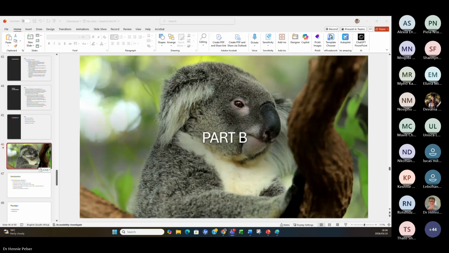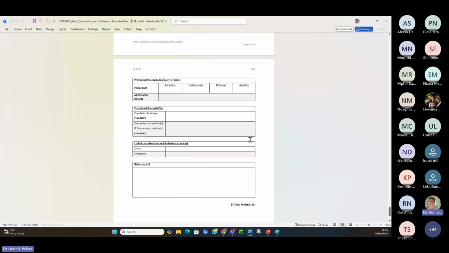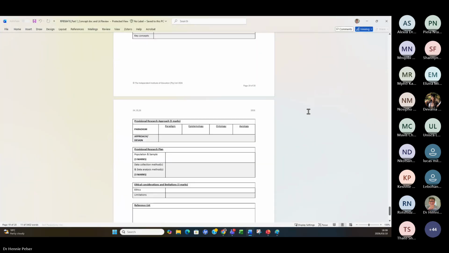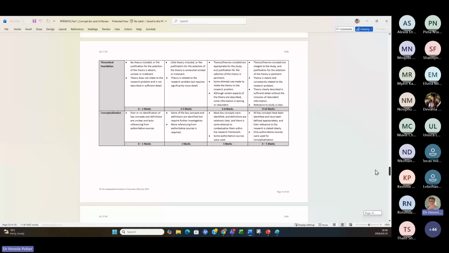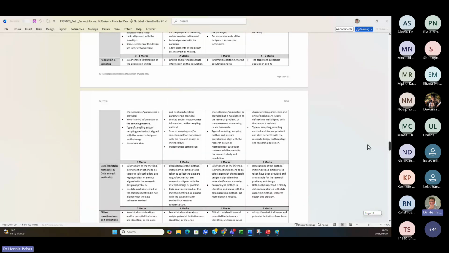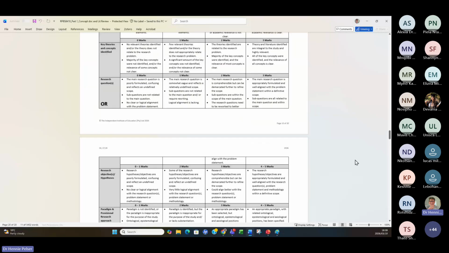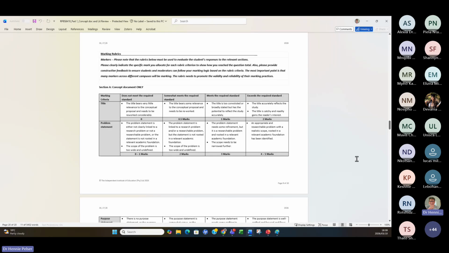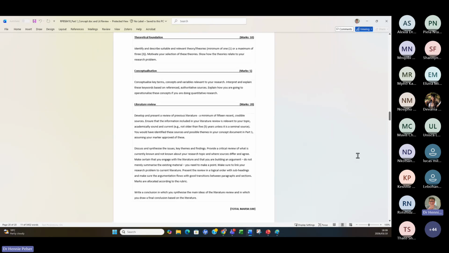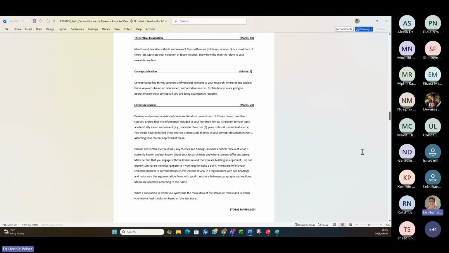Right. So this is more comprehensive. If you look at this particular document here, we are looking at part B now. Please also remember this is the rubric we use to mark. We'll spend a lot of time talking about it before the submission is due.